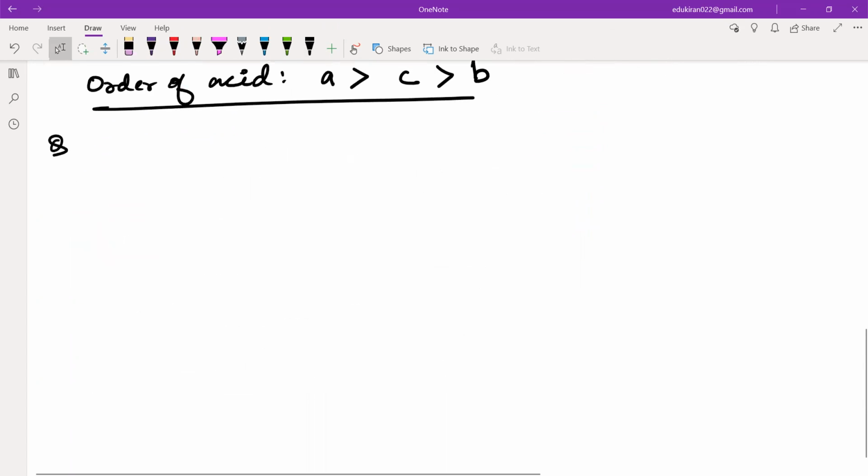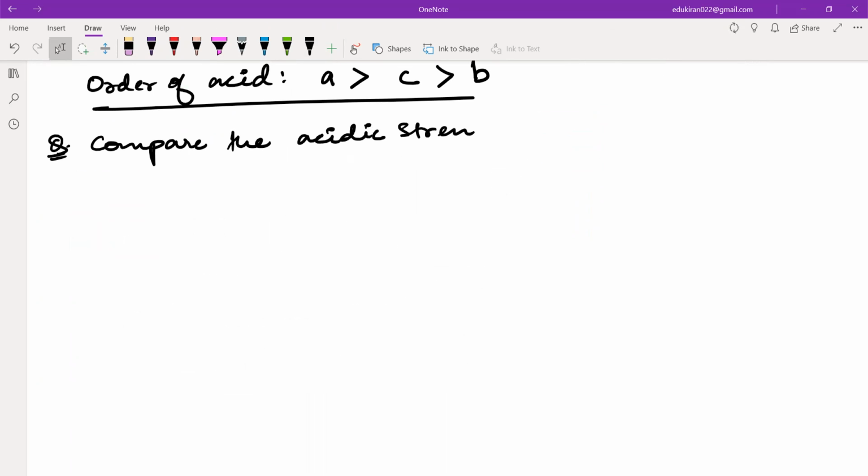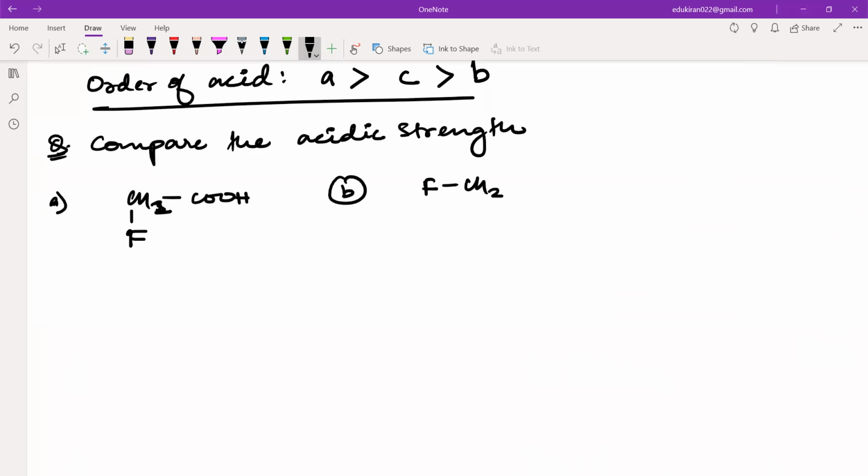Next, right? Compare the acidic strength. So here you can have CH3COOH, okay, and it's attached here chlorine group or fluorine group, okay, and B is if you have fluorine which is attached to CH2, just further attached to CH2, and then you will have COOH. So in this case, the electron withdrawing group is the same, but what is the difference here? The difference is the distance, right?